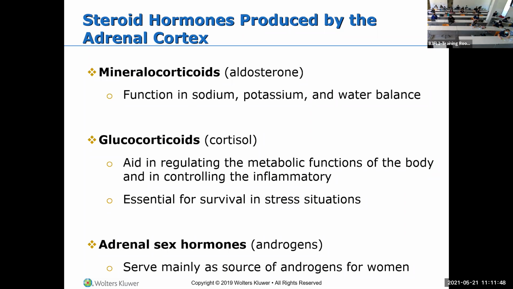Now, this glucocorticoid, this cortisol, has metabolic function and also has anti-inflammatory effects.